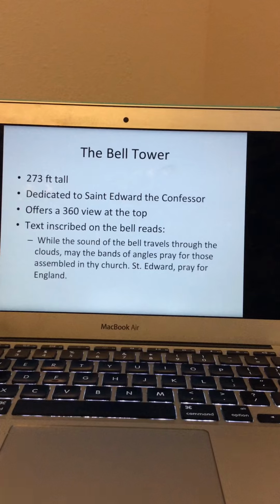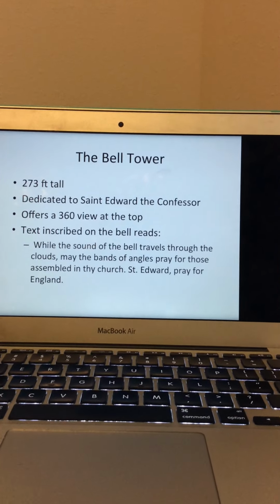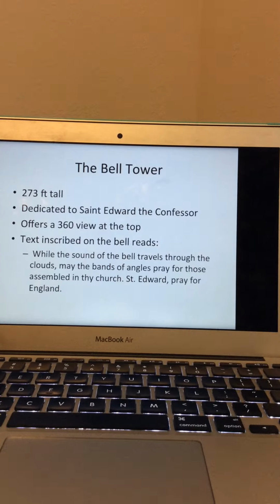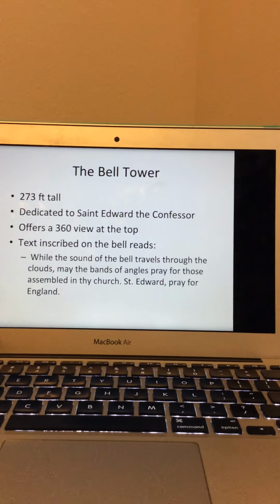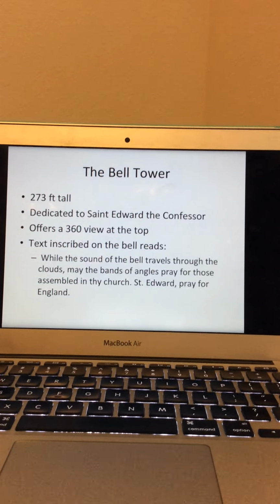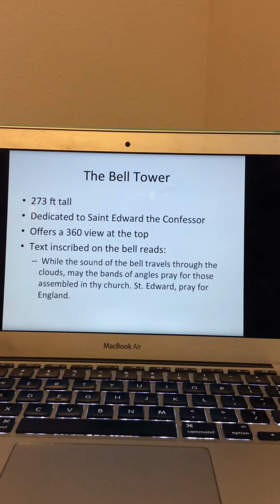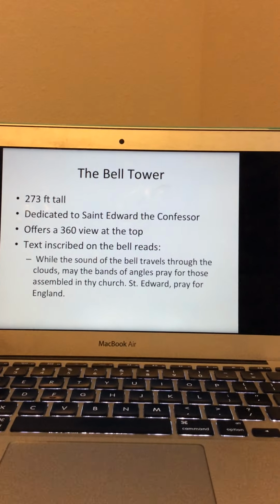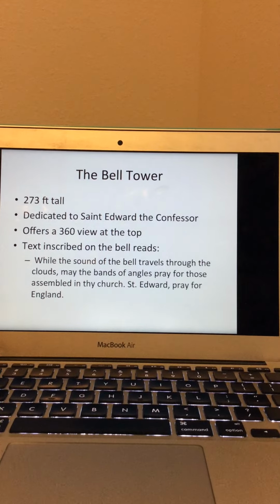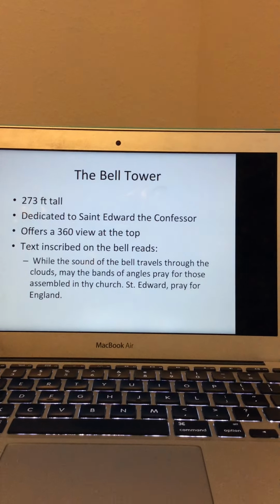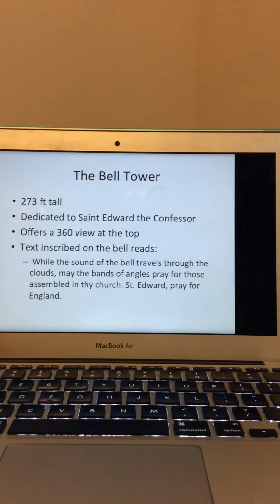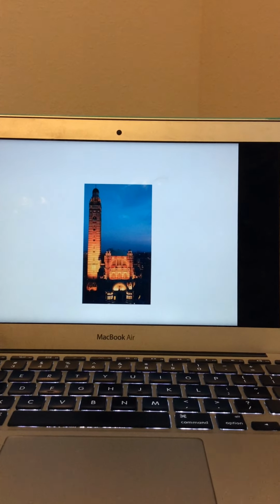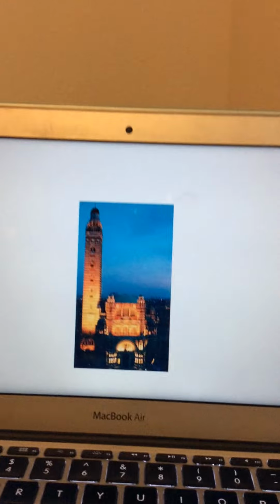The bell tower is approximately 273 feet tall, is dedicated to St. Edward the Confessor, offers a 360 view at the top, and there's actually text inscribed on the bell, and it reads, "While the sound of the bell travels through the clouds, may the bands of angels pray for those assembled in thy church. St. Edward, pray for England." And there's a picture of the bell tower.